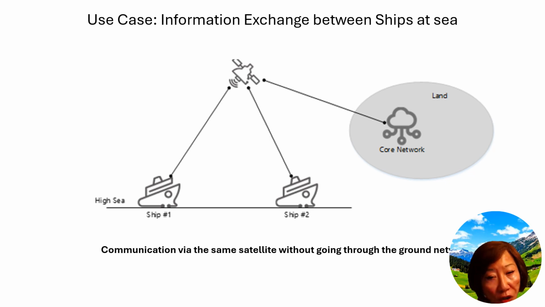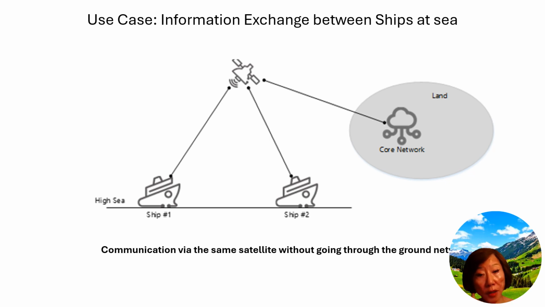The primary feature illustrated here is the ability for the two ships to communicate directly through the satellite without routing the traffic through the ground-based core network. This is really a very efficient way to communicate because it allows direct communication via the satellite. The system reduces latency and improves efficiency, especially important for time-sensitive information exchange between ships.